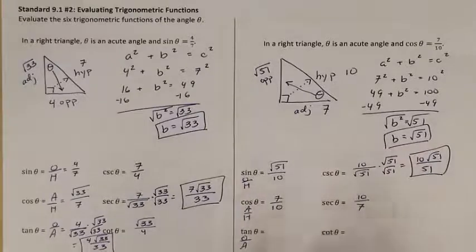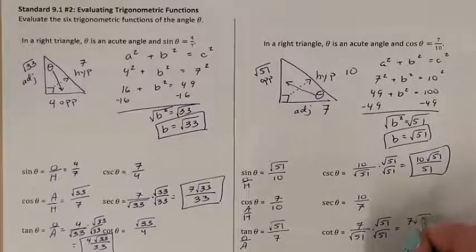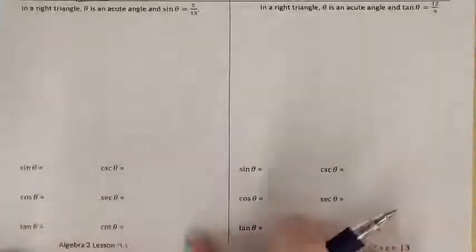I already have cosine and secant, so now tangent. Tangent is opposite, so square root of 51 all over adjacent, 7. Cotangent is the reciprocal, so this is 7 all over square root of 51, which meant I need to multiply both sides to rationalize. So 7 times square root of 51 all over 51 is the rationalized simplified answer. Let's go ahead and look at the next two.